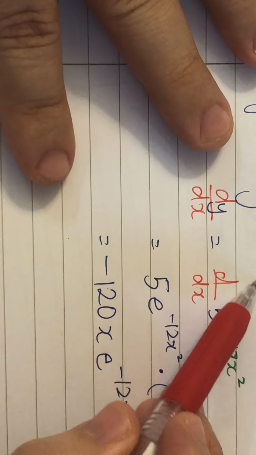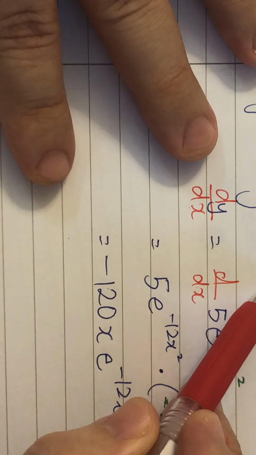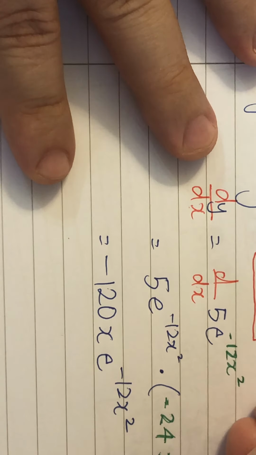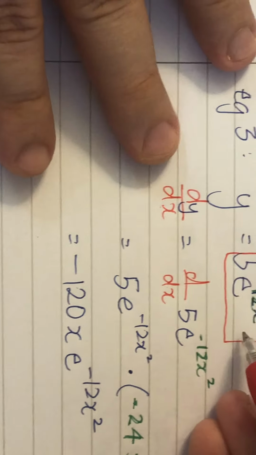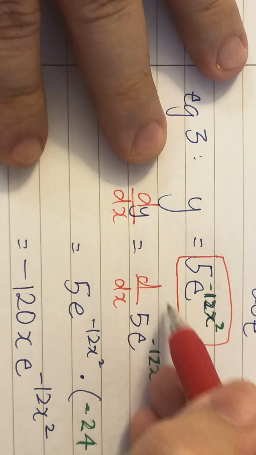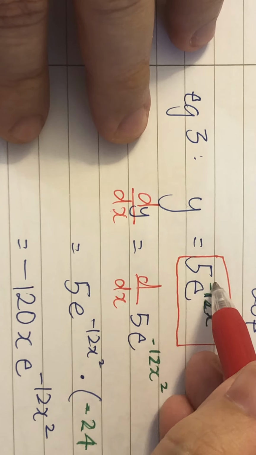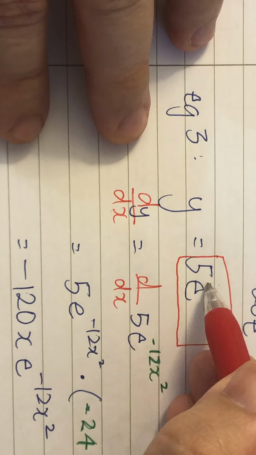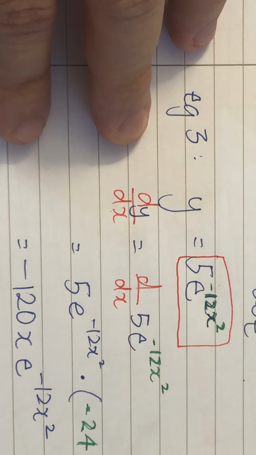If I want to find the dy/dx of this, differentiating with respect to x, the exponential function is the outer function. The inner function is the minus 12x squared. So I do the outer function first. Next time I will teach you.